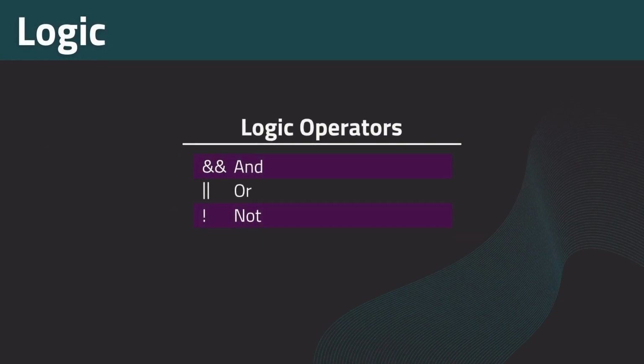Now we'll take a look at some logic operators. We have AND, which is 2 ampersands, OR, which is 2 bars. The bars are above the enter key below the backspace on most keyboards. And we also have not, which is an exclamation point, and that'll invert a value. So let's take a look at how to use those.